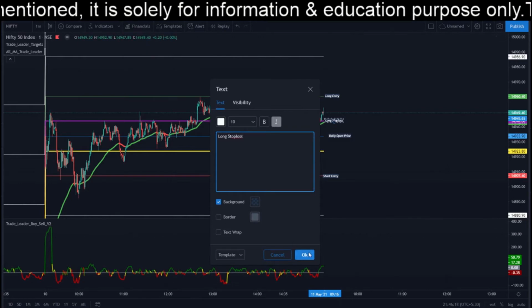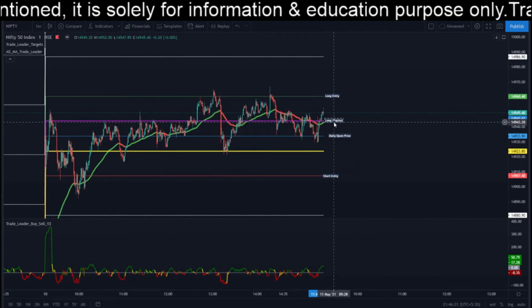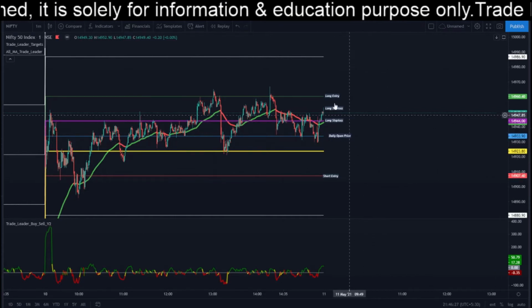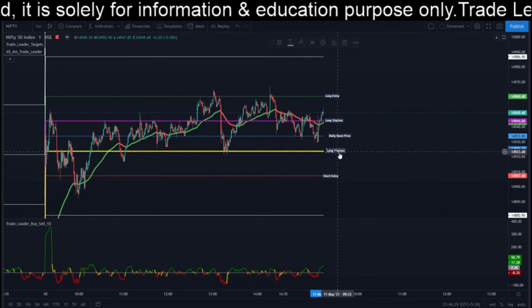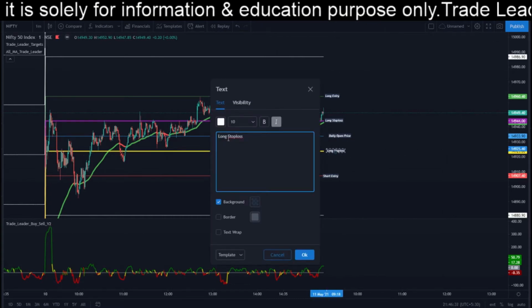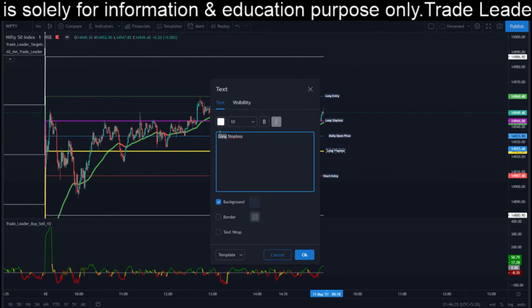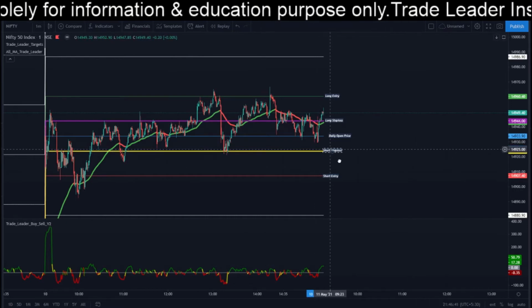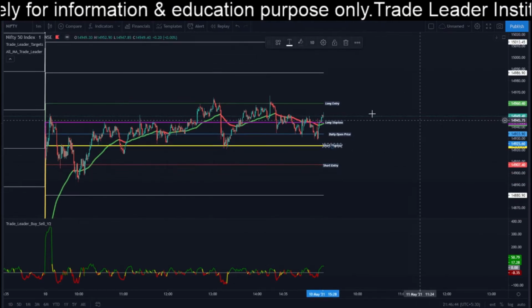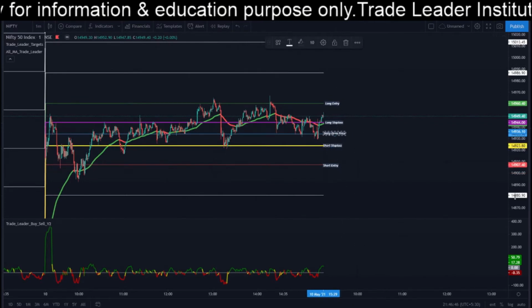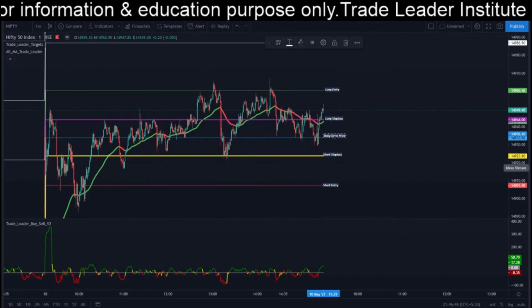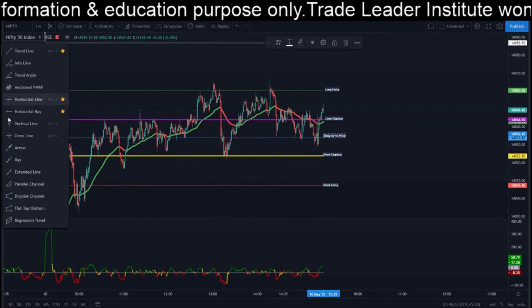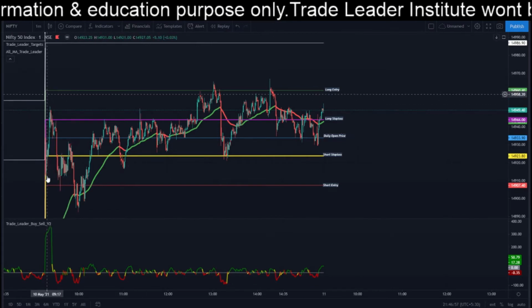And yellow line is short stop loss. Clear? So according to me, from here to here, it's a no trade zone.